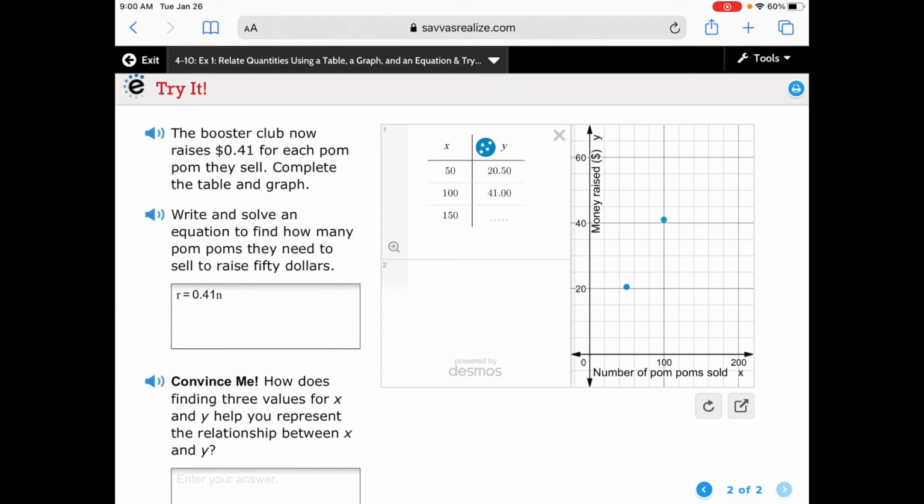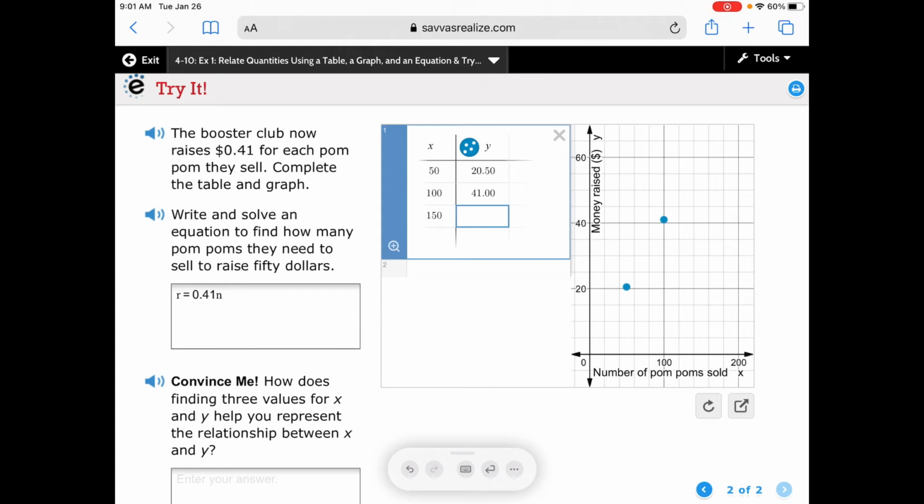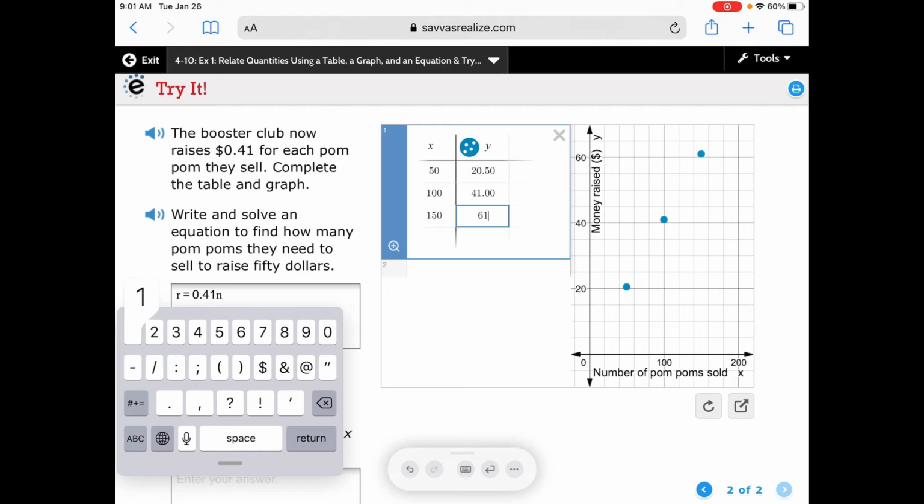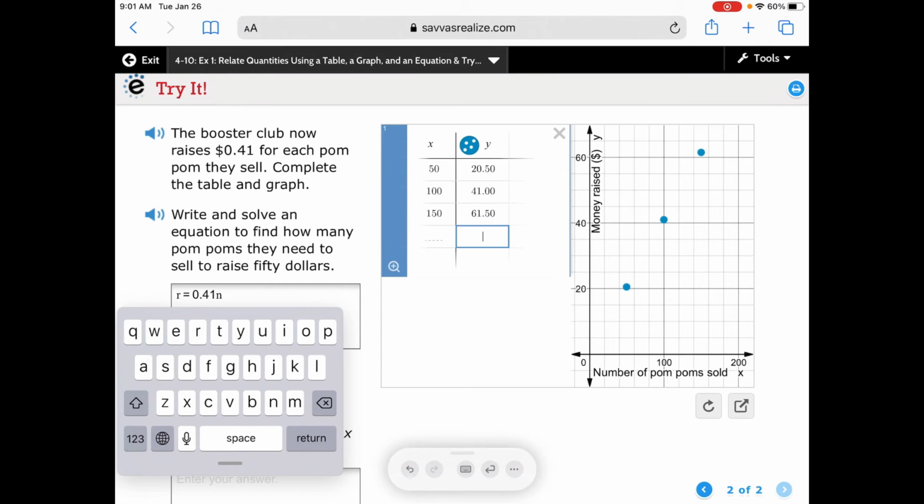All right, we're just going to write it like that. So that's for the first part. And then if we see, we have our graph here. Over here we're going to have 50 times 20, 50. Over here, what we're going to put in is $61.50. We're just doing 41 cents times 150, which will get us $61.50.